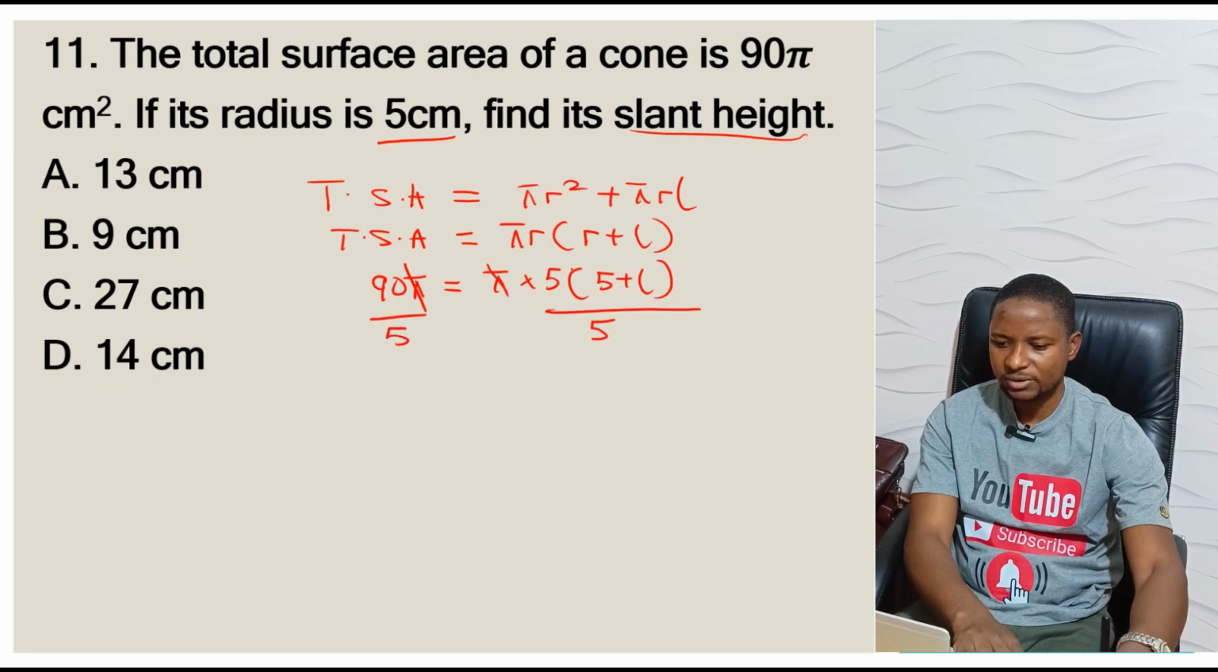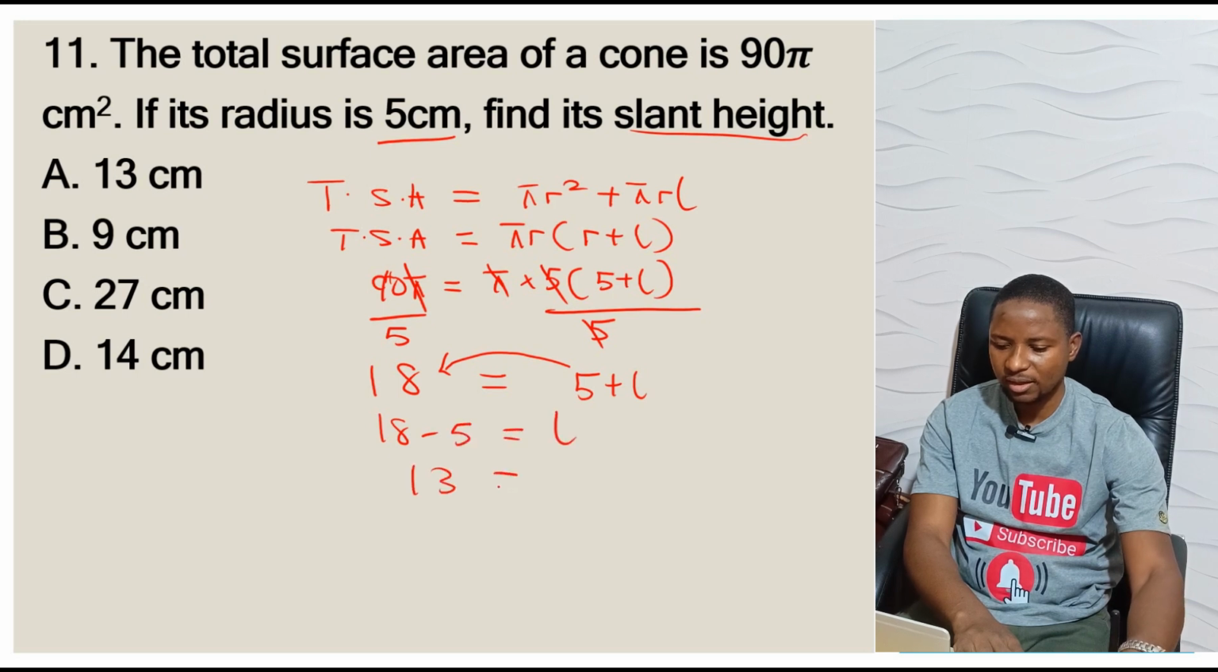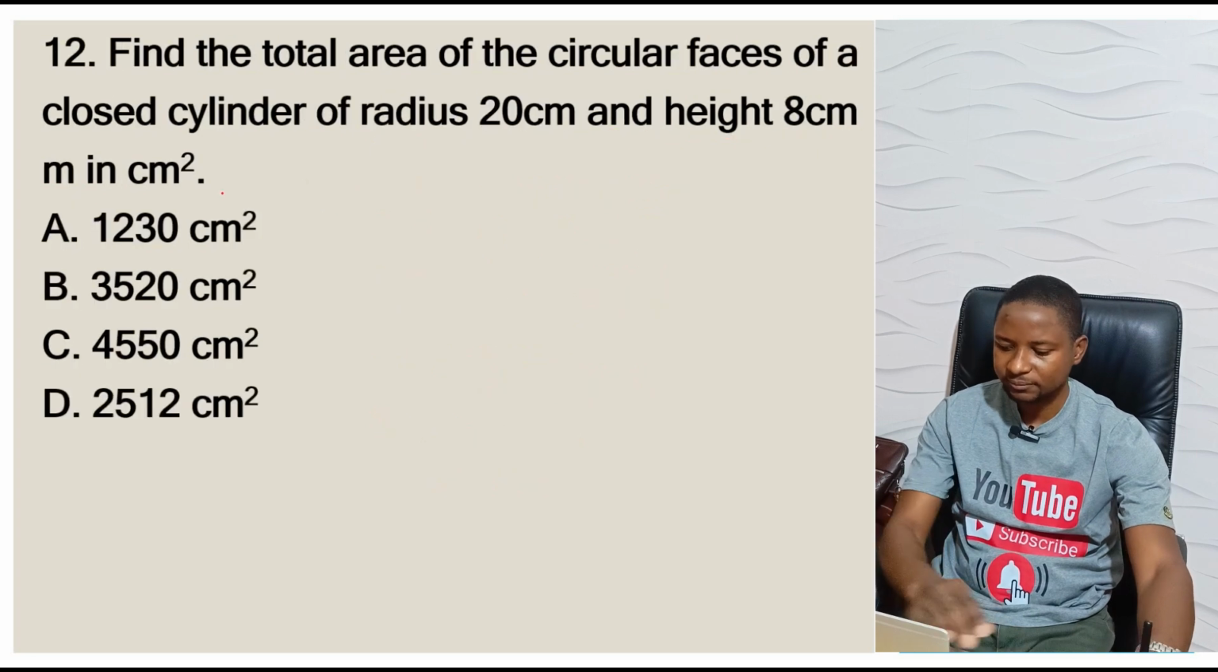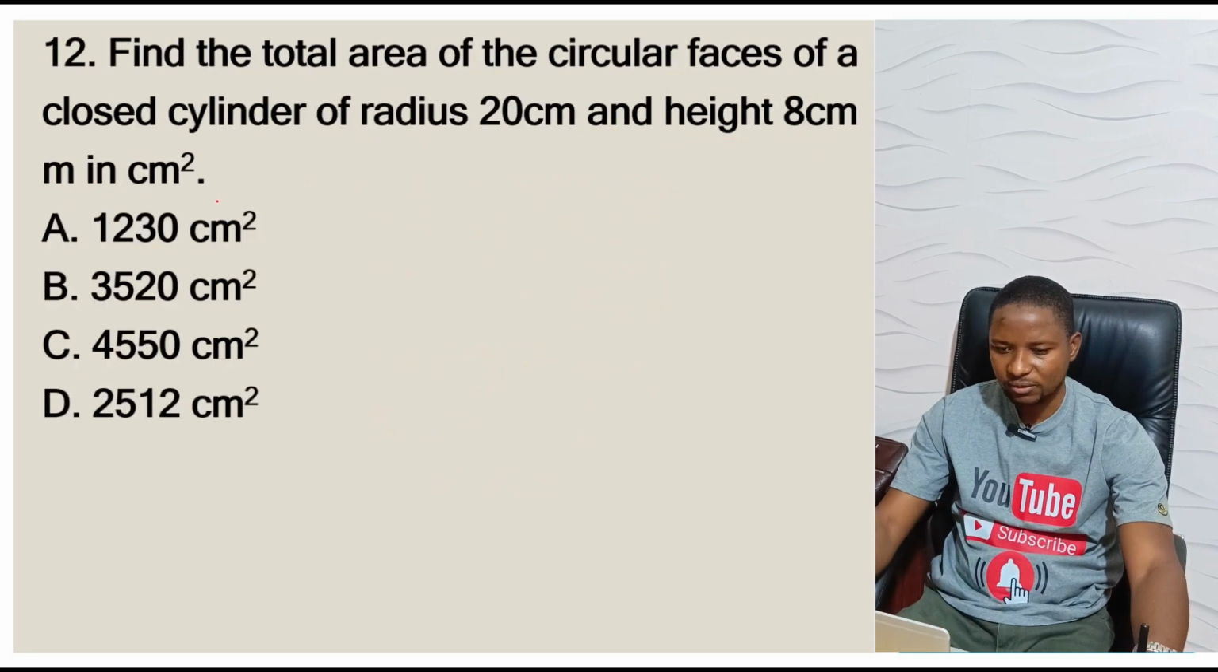I can cancel the pi on both. Easily I can divide both sides by 5. So that 5 cancels 5. And here you are left with 5 plus L. Then here, 5 in 9, you have 1, remainder 4. 5 in 40, you have 8. So you move 5 to the other side, that's 18 minus 5 equal to L. And that will give you 13 equal to L. So answer is A.